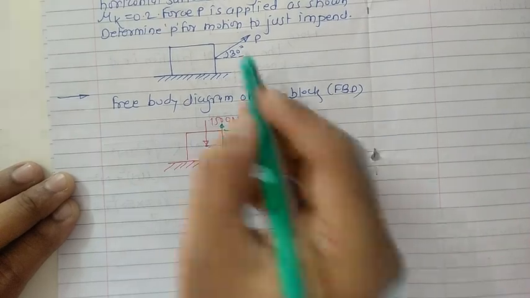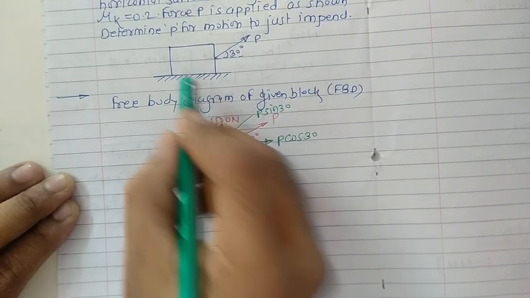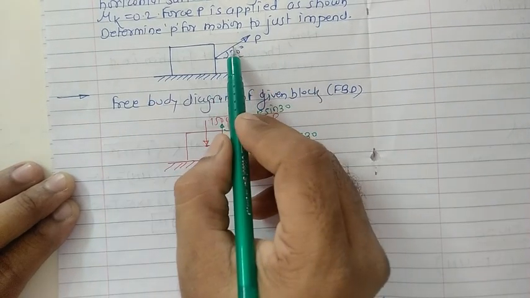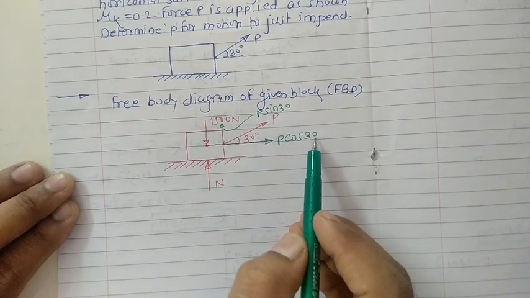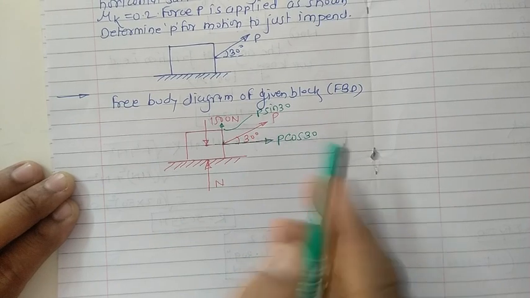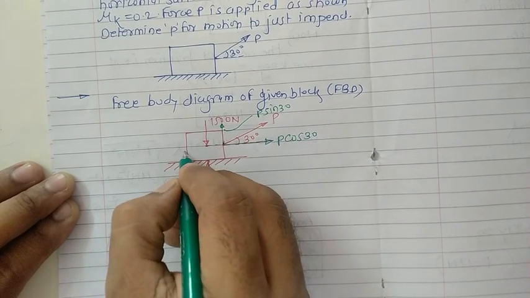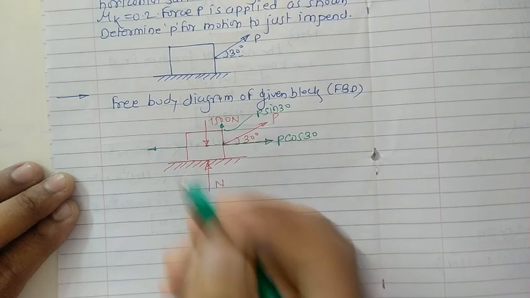Now if you just say the tendency of this block to move towards this direction, because the applied force is towards the right direction, means of course the movement of the block will take place towards the right direction. Okay, means the opposition will occur here. So this force is nothing but the force F.